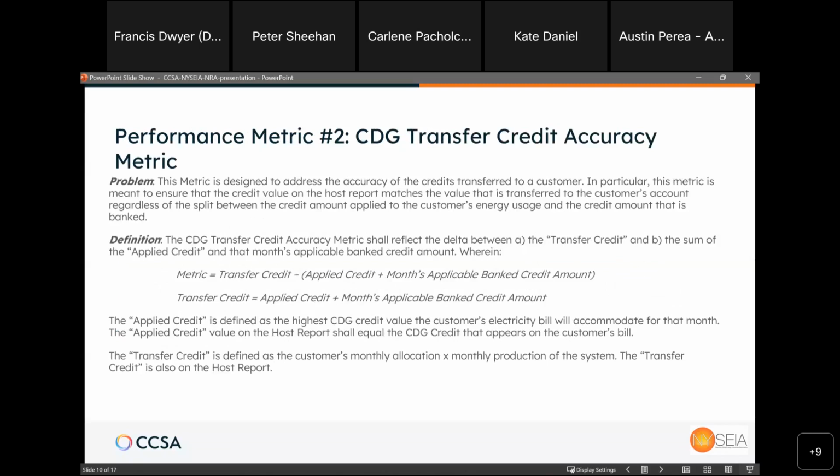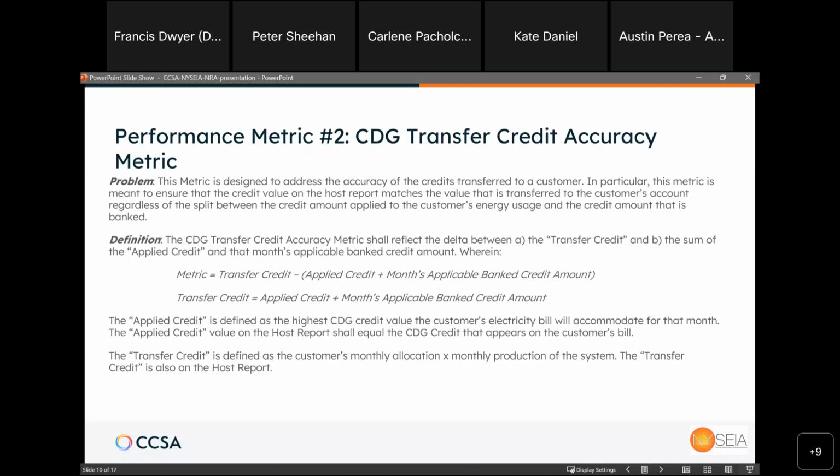So I'm going to move to performance metric 2 before opening it up to questions, because these are very linked. This metric is designed to address the accuracy. Performance metric 1 is just looking at instances of CDG credits being applied, whereas this is looking at the actual value. And I should caveat this that the CDG transfer credit accuracy metric, frankly, is a little bit more complicated. I think this metric could be subdivided into additional ones, but we tried to capture all of the instances of the accuracy within this metric.